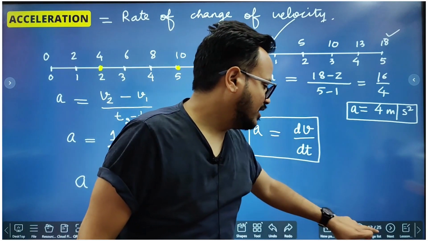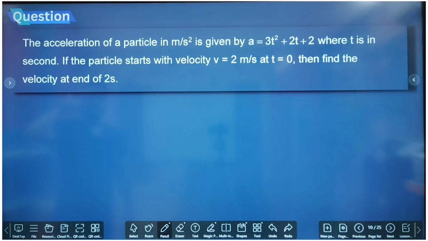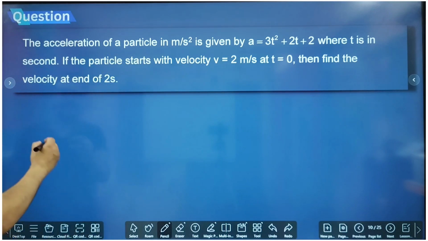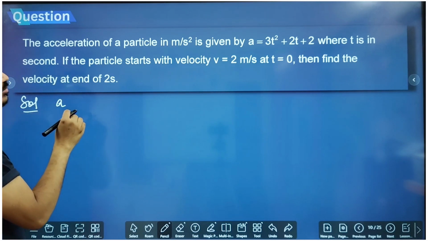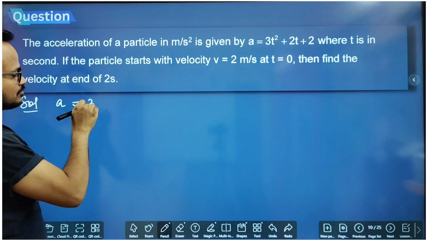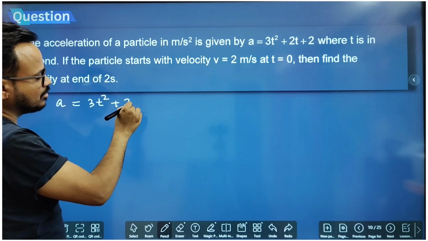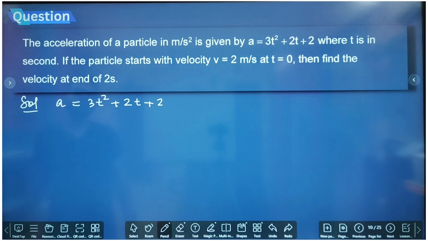Clear? Okay, now let's come back to that question. The acceleration of a particle in meter per second square is given by 3t square plus 2t plus 3. This is the acceleration where t is in seconds. If the particle starts with velocity v equal to 2 meter per second at t equal to 0, then find the velocity at the end of 2 seconds.